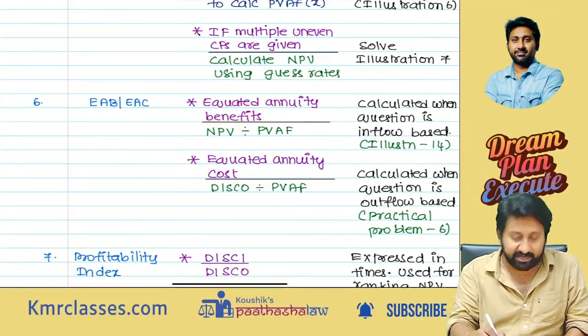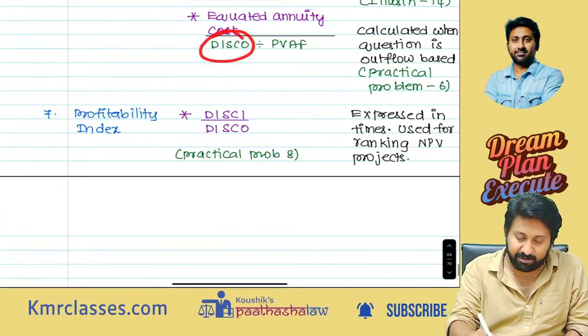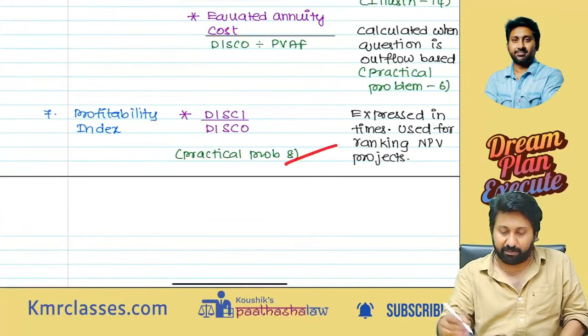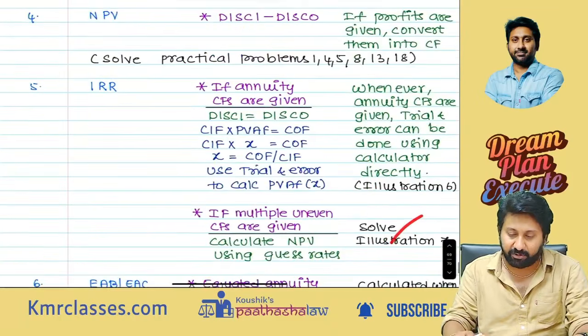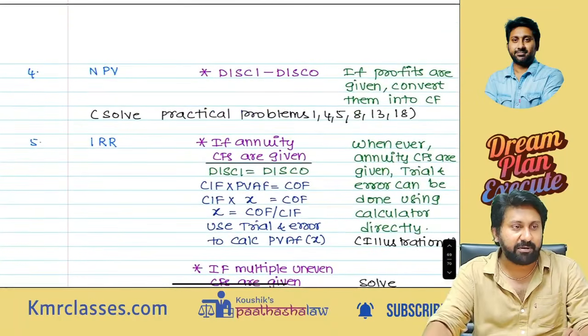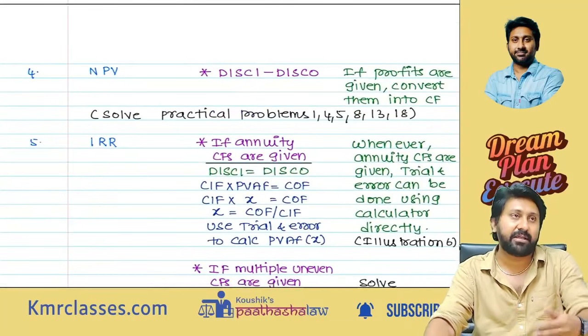If it is a cost calculation, DISCO by PVAF. Profitability index, DISCI by DISCO. Practical problem number 8. Here practical problem 6, illustration 14, illustration 7. Like that I have given. Just do that and complete. Capital budgeting formulas will not be there. Concepts will be there that you need to solve.